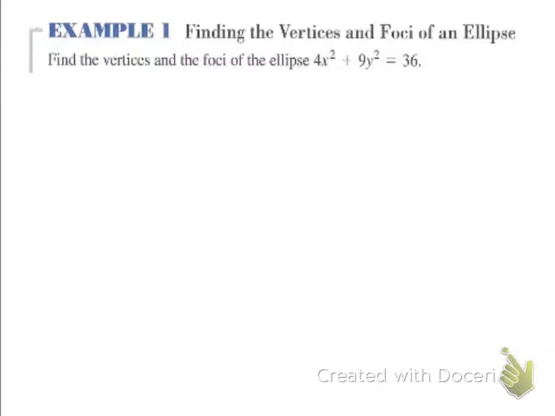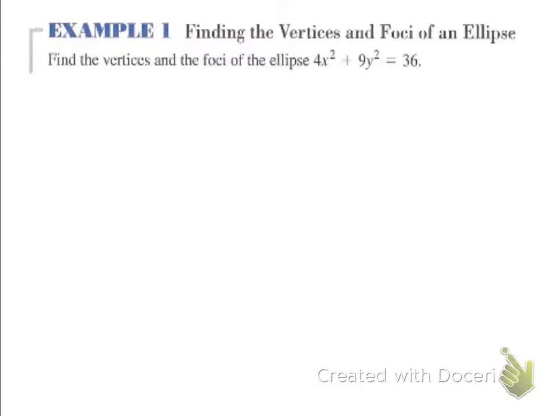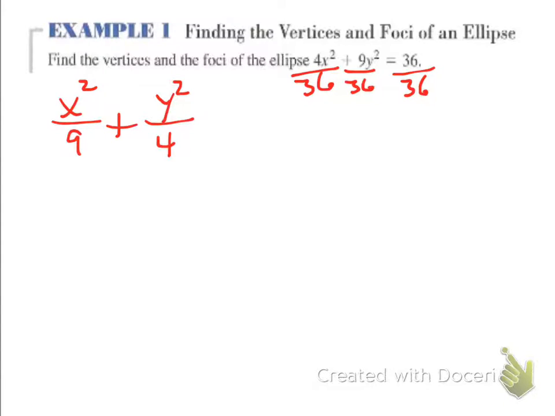So they want us to find the vertices and the foci of the ellipse, and there's our equation. The first thing you have to do, guys, and I want you to notice something here: notice how both equations equal 1. That always has to be the case. So when the equation doesn't equal 1, we've got to make it so that happens. So I've got to divide all these terms by 36. Now 4 over 36 reduces to 1 over 9, plus 9 over 36 reduces to 1 over 4, equals 1.